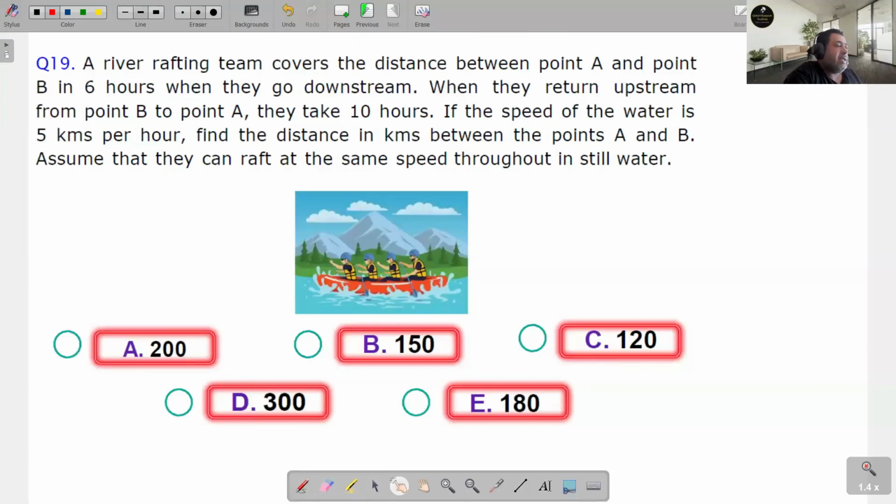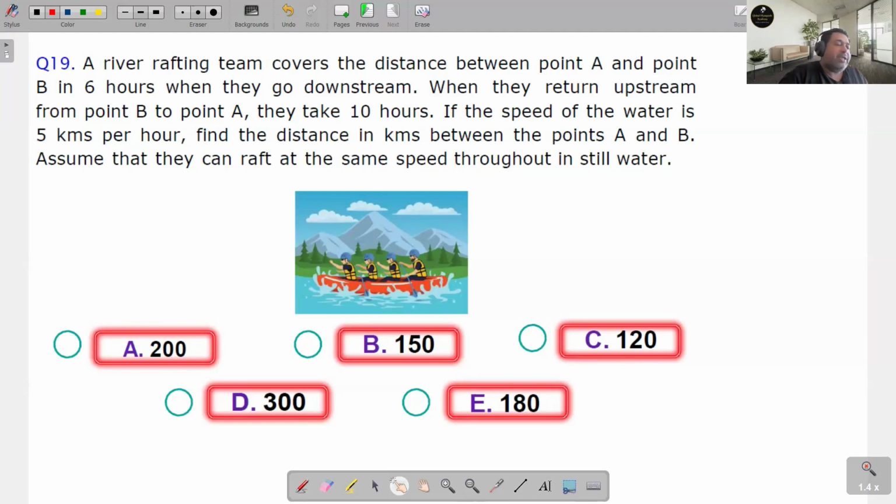A river rafting team covers the distance between point A and point B in 6 hours when they go downstream. When they return upstream from point B to A, they take 10 hours. If the speed of the water is 5 km per hour, find the distance in kilometers between the points A and B. Assume that they can raft at the same speed throughout in still water.